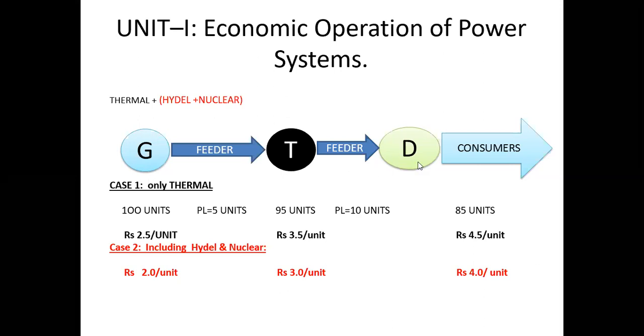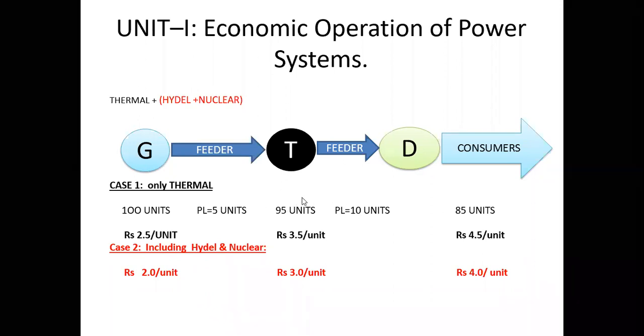Because as we move from generation to distribution, the power loss increases. That's why I'm considering here only 5 units between generation and transmission, whereas I'm considering 10 units between transmission and distribution. After that, at the end, we have only 8 units. So this is the distribution of the power from the generation side to consumers.